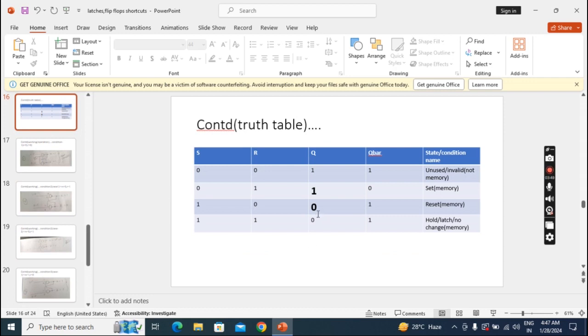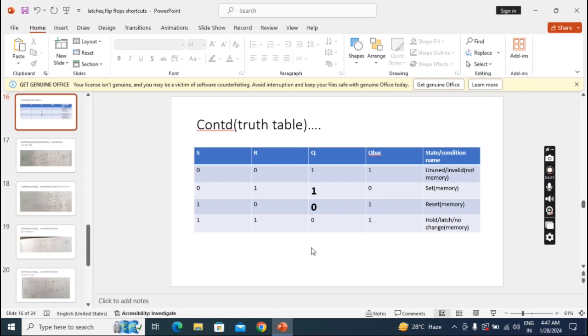So here, for input 1 1, I got 0 1, that is Q 0, Q bar 1. When I observe this 0 1, we got it previously also for condition 3. So for condition 3 and condition 4, we are getting the same output. Condition 4 maintains the same output as condition 3. In a sequential circuit, if you are maintaining the previous output, then we call it hold. That's why this is called hold or latch. No change. It is the same as previous.